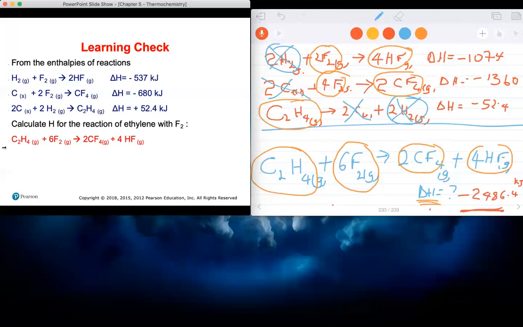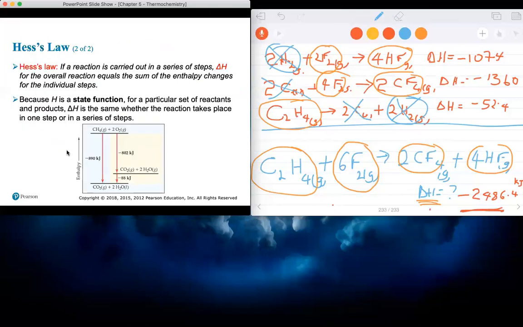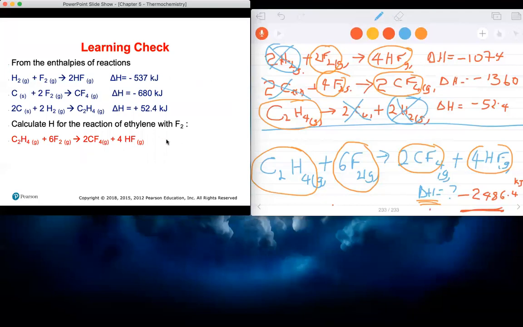Let me back up to right here so that you understand what this means. You see here, Hess's law: if a reaction is carried out in a series of steps, so you will see several equations and you want to find the overall, you'll have to use Hess's law, such as what we did here. Any question on Hess's law?